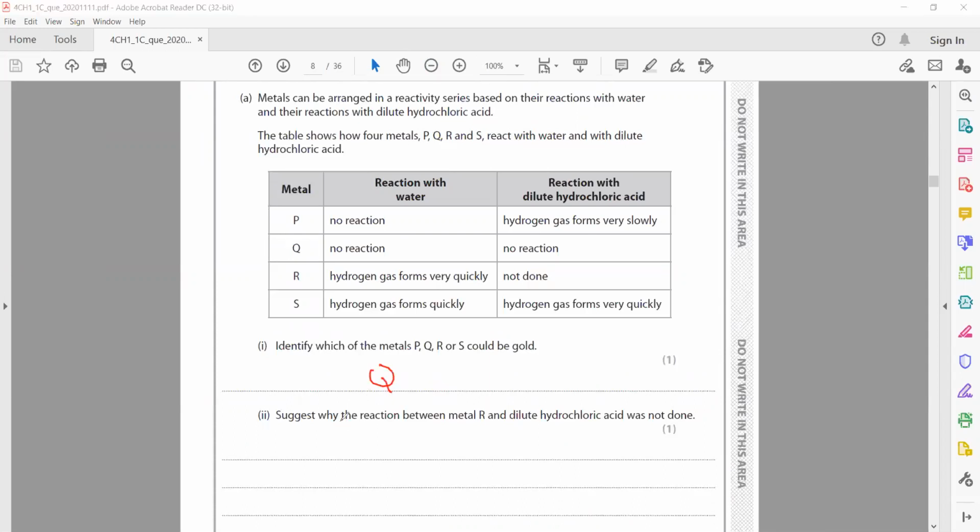Suggest why the reaction between metal R and hydrochloric acid was not done. Because hydrogen gas is formed very quickly, so it is a very reactive metal. Then it will release hydrogen gas, and the apparatus might explode, or it would be a violent reaction. The HCl might come out from the flask.